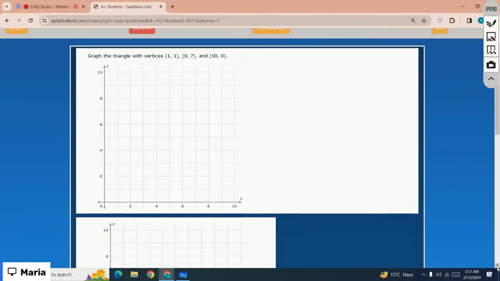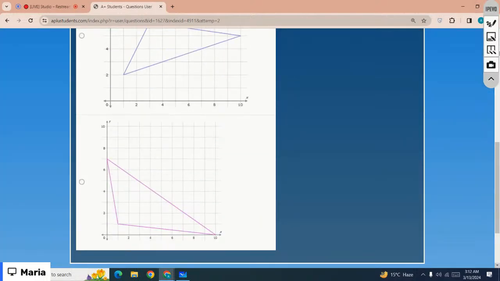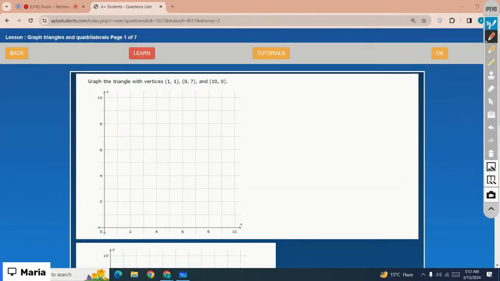Okay, graph the triangle with vertices (1, 1), (0, 7) and (10, 0). Let's see which is the correct option. That is (1, 1): X is 1, Y is 1. Then X is 0, Y is 7. Here it is. Okay, then X is 10, Y is 0.